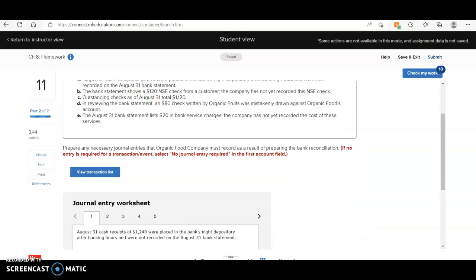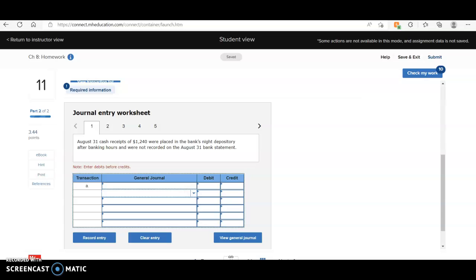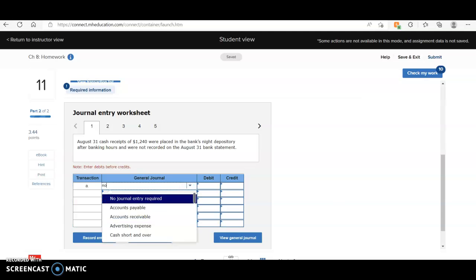So again, we're doing the entries, and it says here that if there's no entry required, that's what we key in. So our first one was for the night depository. That was on the bank side, so there's no entry required here. So that's what we're going to enter.